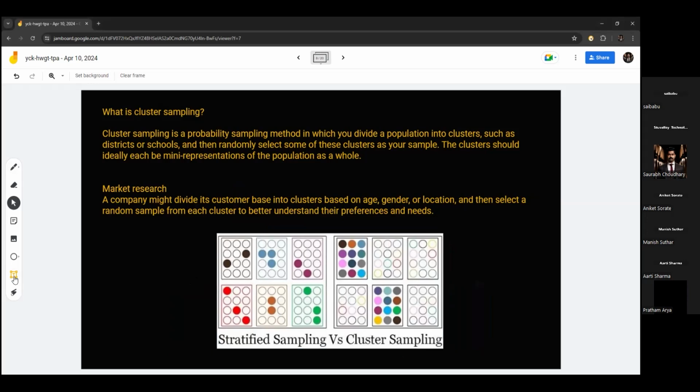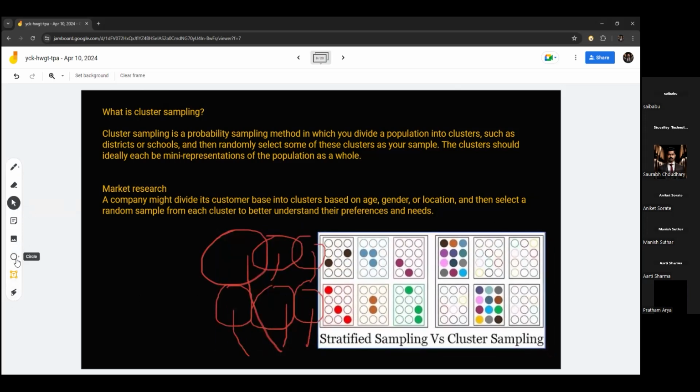Stratified. On the left hand side, we have stratified. Where first of all we were making groups of similar kind of data, and then we are pulling out the random value. There is huge difference if you see.